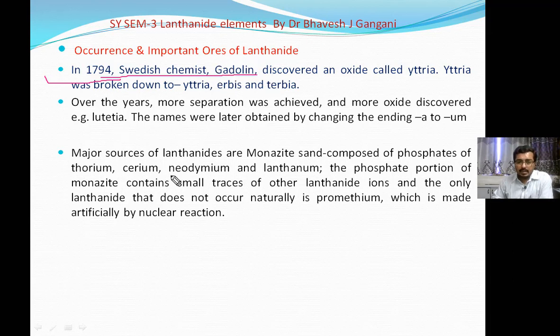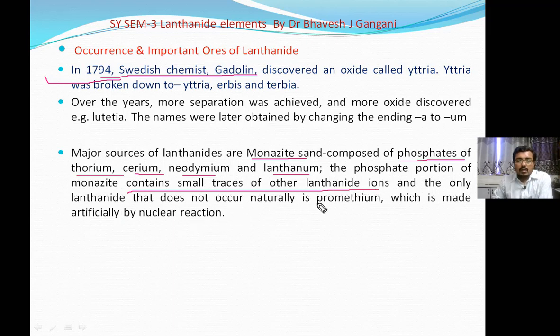Now, the major source of lanthanide elements. Lanthanide elements are available in the form of monazite sand. This monazite sand is nothing but a type of phosphate mineral. It contains phosphates of thorium, cerium, neodymium and lanthanum. So it is the phosphate of all these different elements, but thorium is in the largest quantity, then cerium, neodymium and lanthanum. This phosphate of all these elements contains a minute amount of all other lanthanide elements.